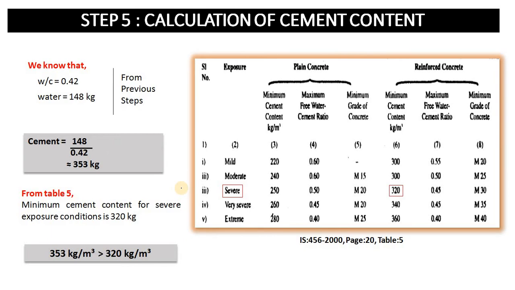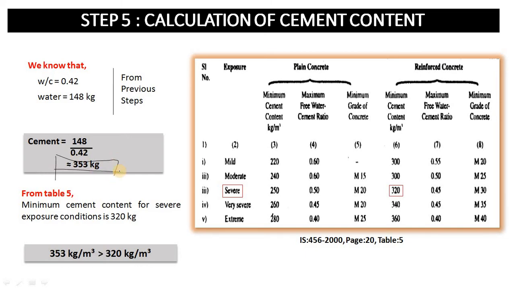Coming on to step number 5, calculation for cement content. We have obtained the water cement ratio as 0.42 and water content as 148 from the previous step. So now we will find the cement content. It will be water content divided by water cement ratio. So we have the cement as 353 kg.